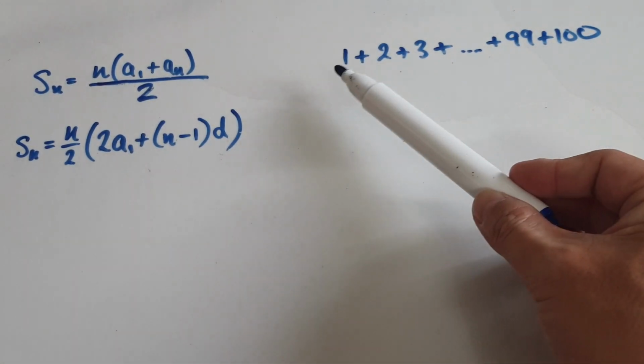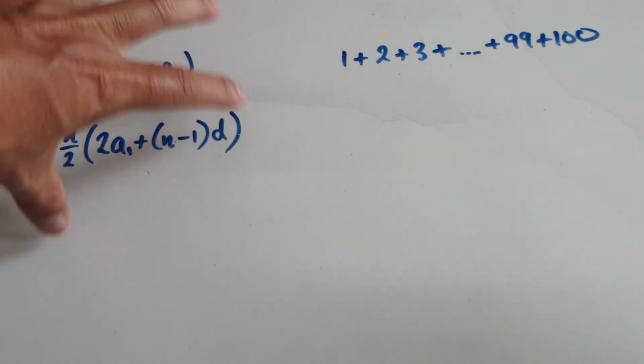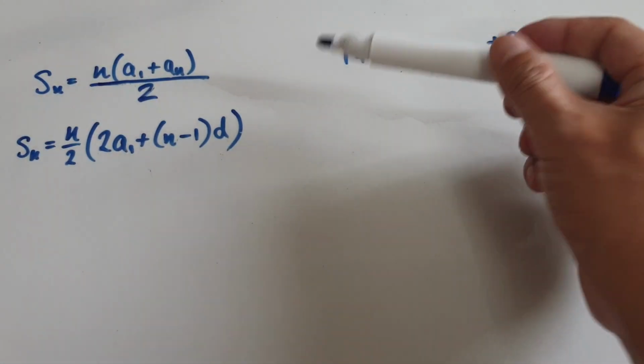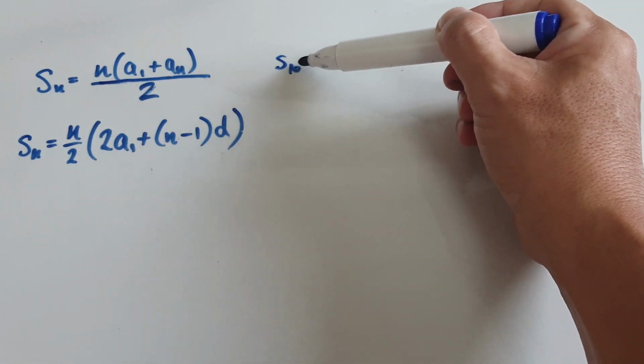When you want to sum up a sequence, you would use these two formulas. In this video, we're going to try and understand where these formulas come from. So let's say you want to sum up from 1 to 100. Let's just give it a name, S100.